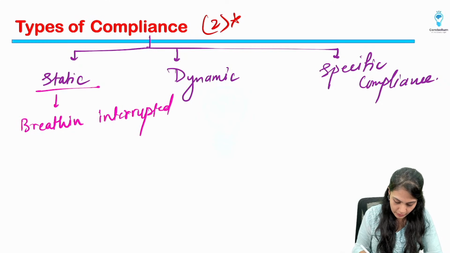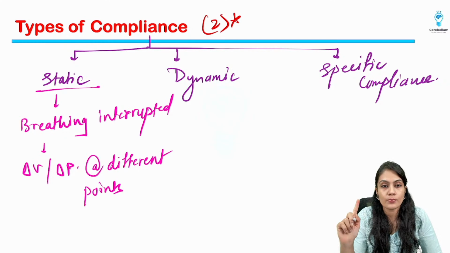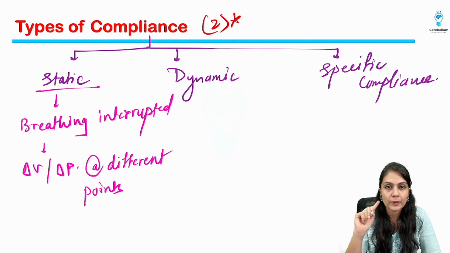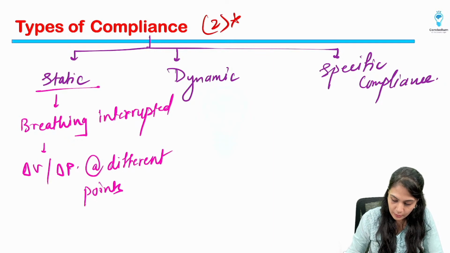Breathing is interrupted, and understand, we are going to measure the delta V by delta P at different points. It is not continuous breathing. Breathing is going to be stopped in between, and then only we are going to measure this when the lungs are static, they are not moving.